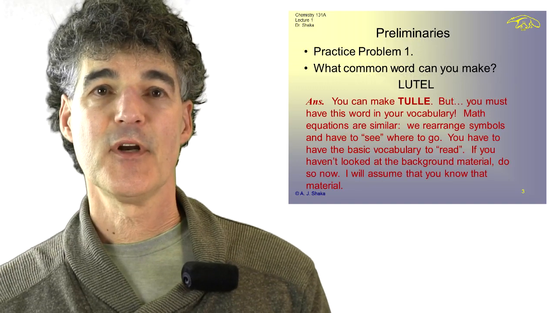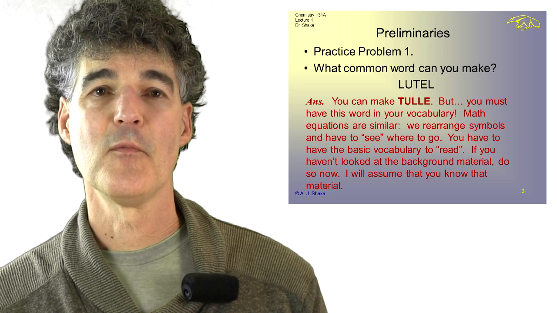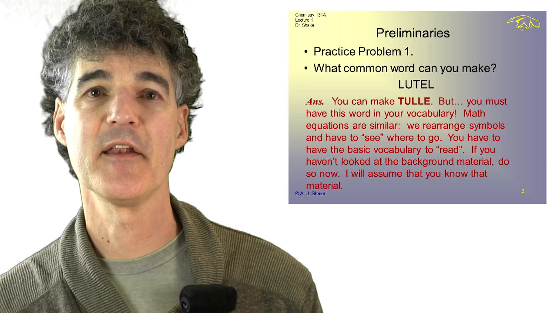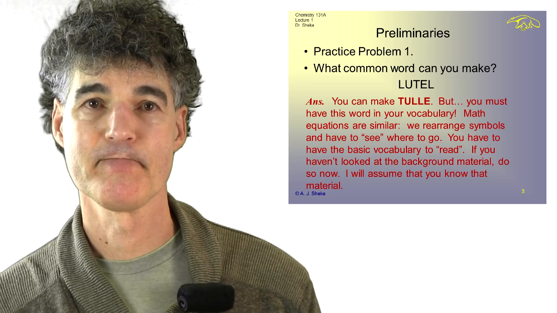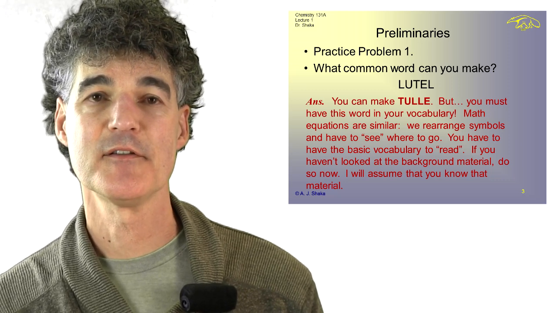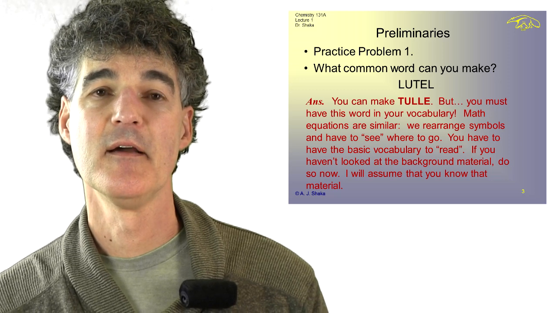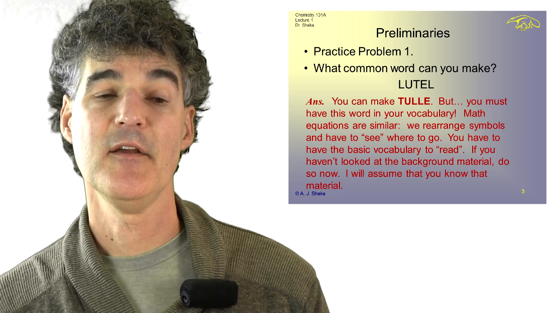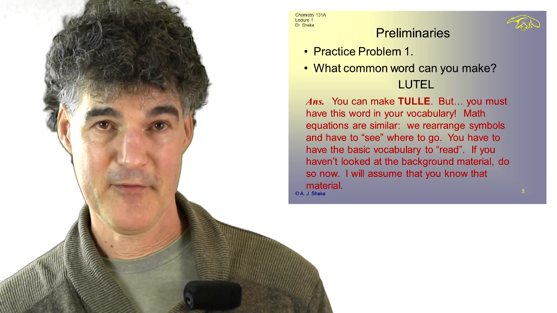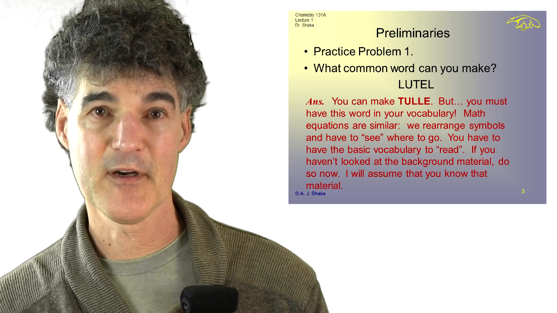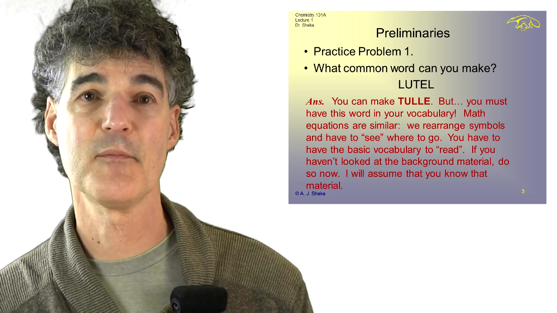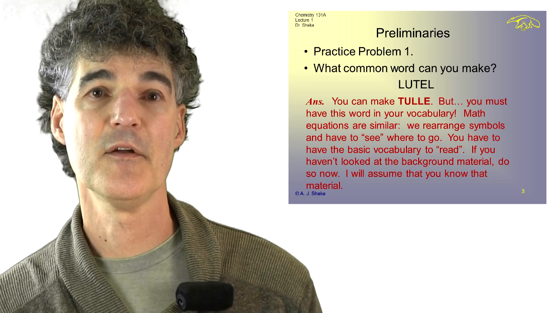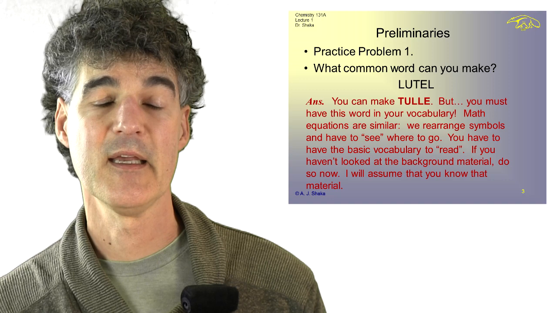So here's a preliminary problem, practice problem one. Here is a jumbled word, and the question is, what word can you make? Even though there are five letters, you might find it pretty hard. But the answer is, you can make tulle. But you have to have that word in your vocabulary if you're going to make it. And if you're in the fashion business or you're working with fabrics, you may happen to know that it is a type of fabric. But if not, you could play around with that word for a long time.